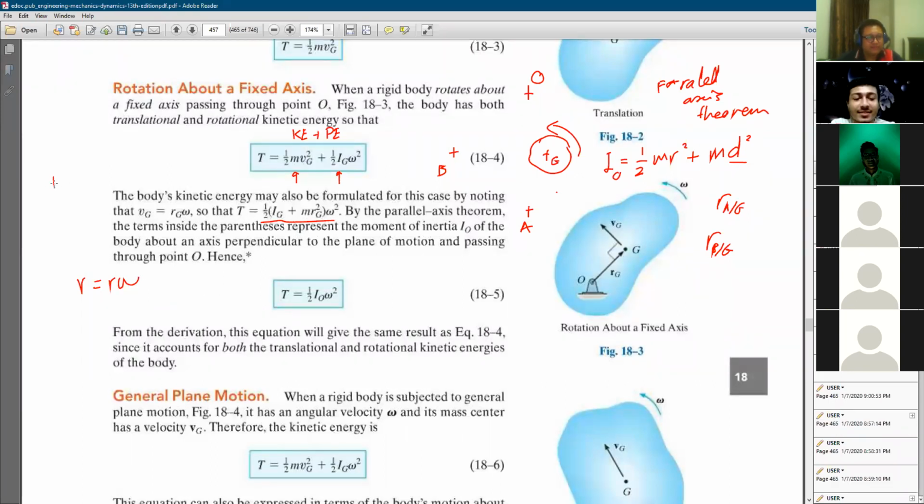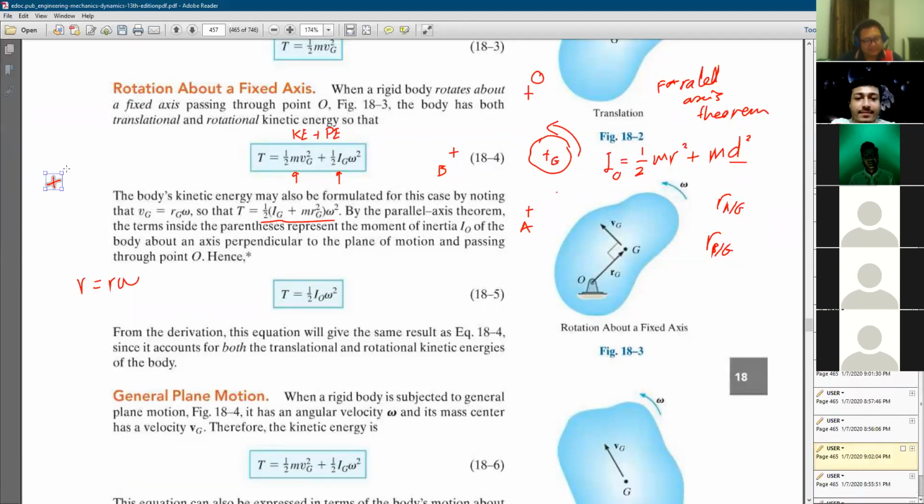This is just a flashback. If you have a body like this, and this is the point of rotation at point O, and let's say this is point G, the center of mass, and you want to calculate VG, you must know the distance from point O to point G. So you know your R, G, O, and then omega is the rotation, either counterclockwise or clockwise.